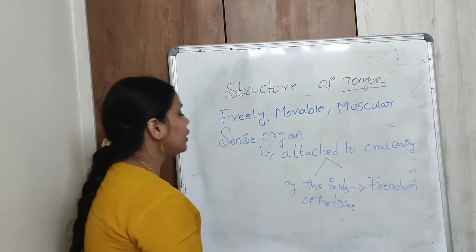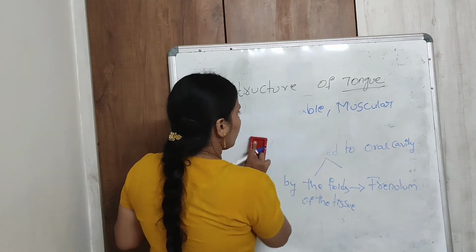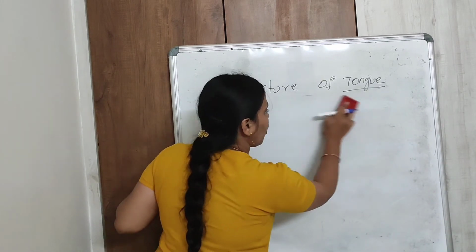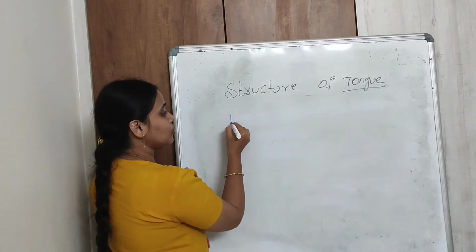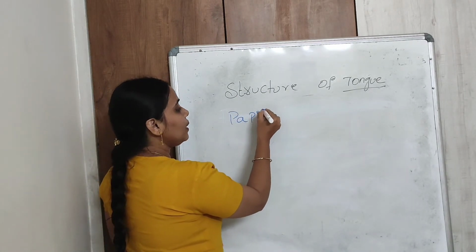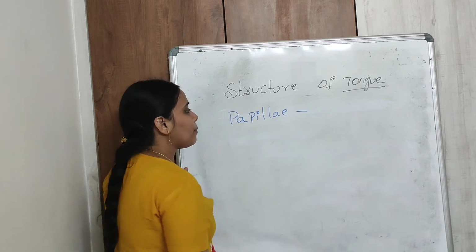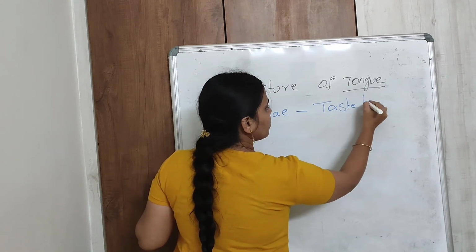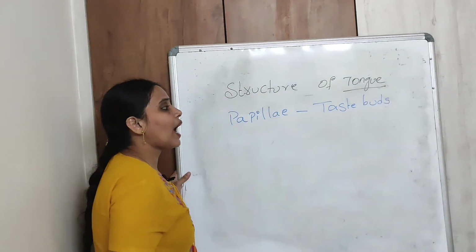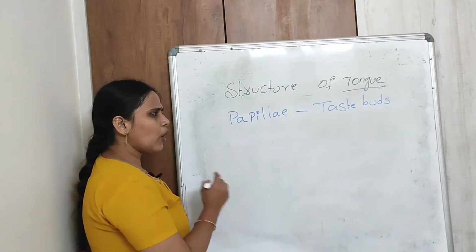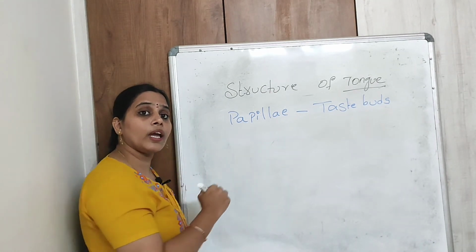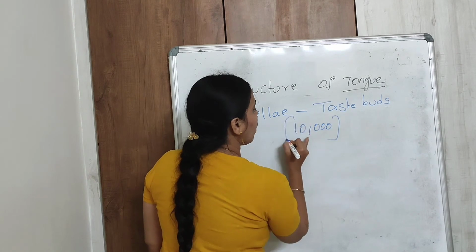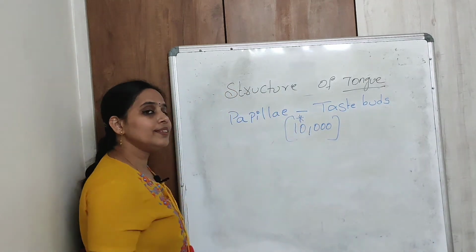And what is present on the surface of the tongue, children? And why is the tongue important during the process of digestion? On the surface of the tongue, we find papillae. These papillae contain taste buds. What is the function of these taste buds? Taste buds can identify the taste of the food. Nearly 10,000 taste buds are present on the papillae on the surface of the tongue.